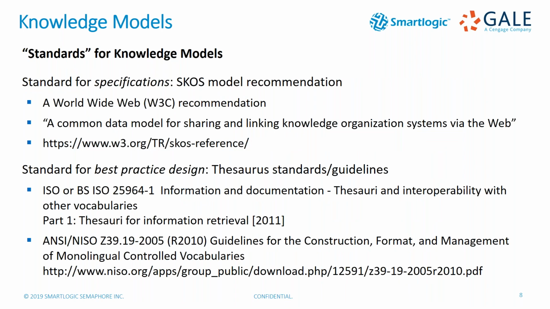So standards are important for knowledge models. There are two different kinds of standards. In a certain way, standards for specifications that allow interoperability and exchange of content, and standards for best practices design. So standards for specifications would include OWL, RDF, and SKOS, and a focus on SKOS. That stands for Simple Knowledge Organization System. It's a World Wide Web Consortium recommendation. You can get more information at this URL. And so knowledge models are often built in SKOS.